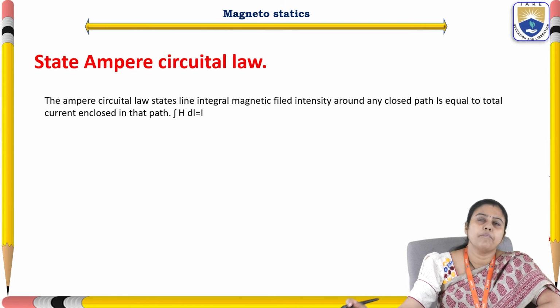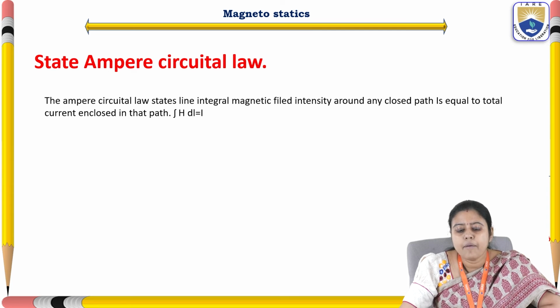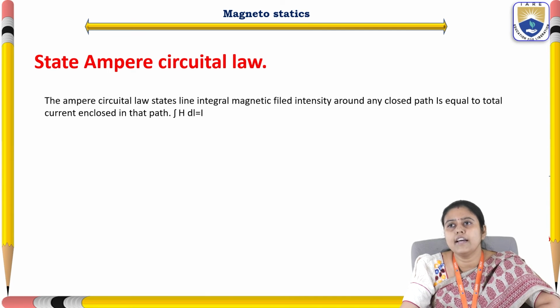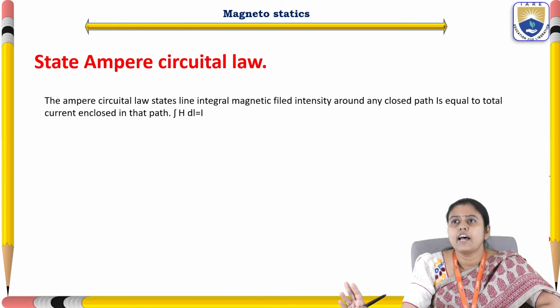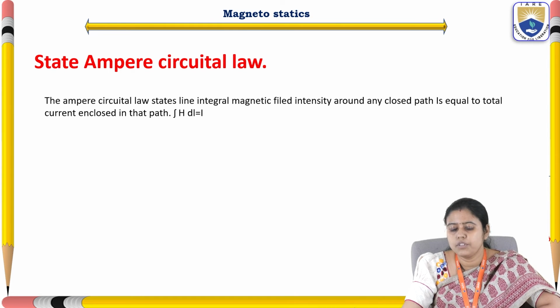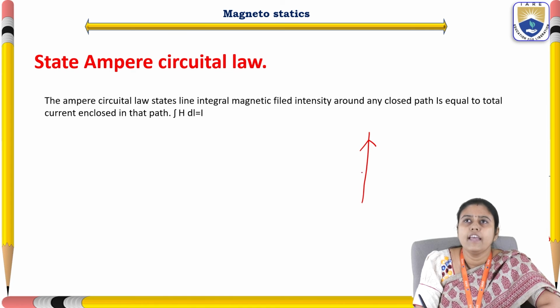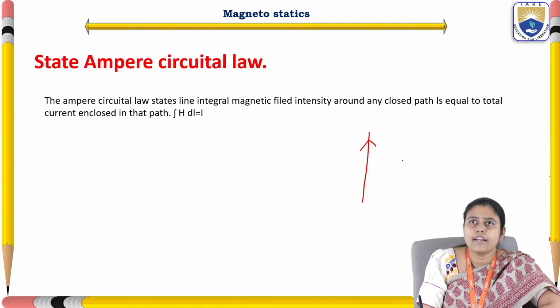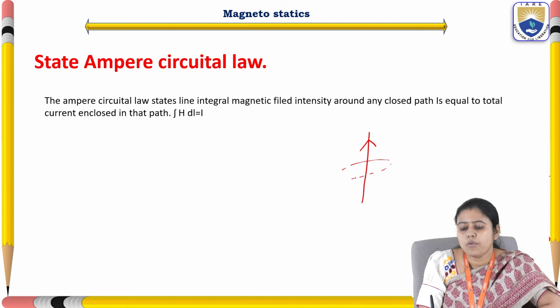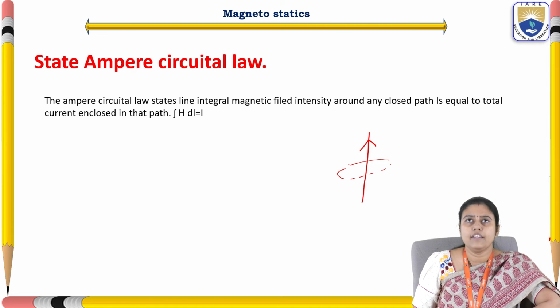Next, state the Ampere circuital law. Ampere circuital law is another important circuital law. As we discussed in the second slide, the two main laws which dominate magnetostatics are the Biot-Savart law, which we have discussed just now, and the Ampere circuital law. If there is a current carrying conductor, it will create a magnetic field around it. And what is the intensity of the magnetic field?